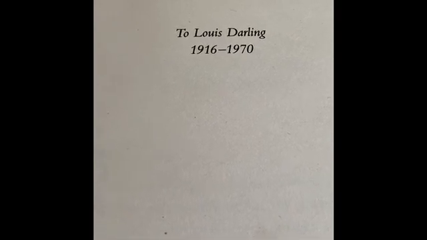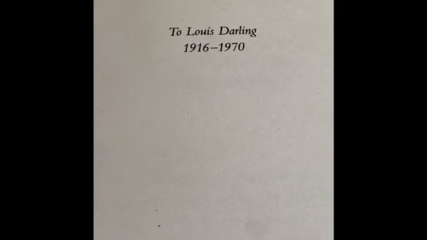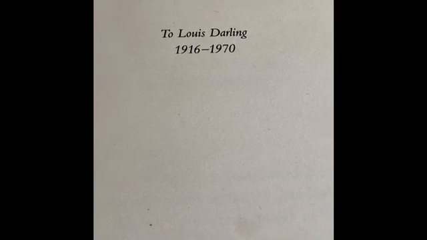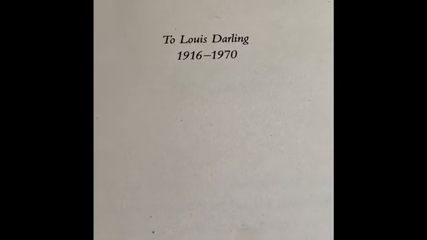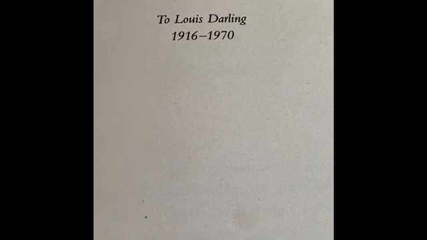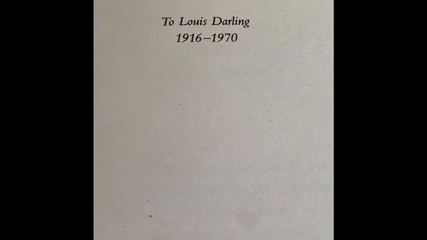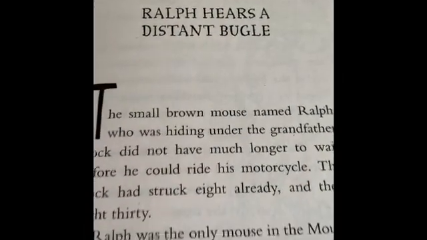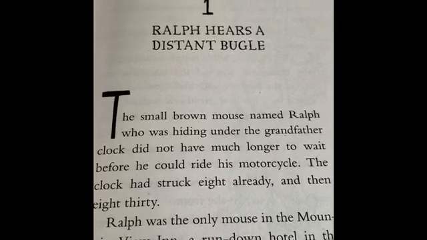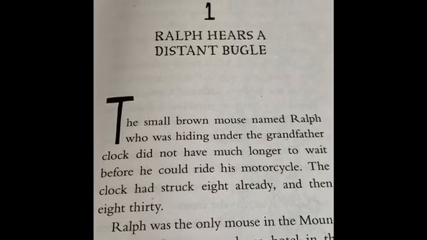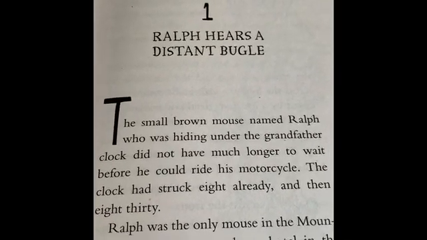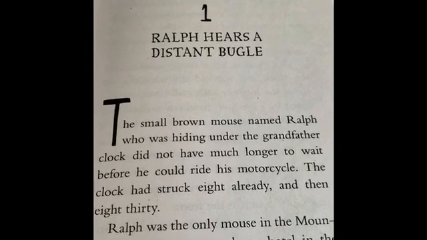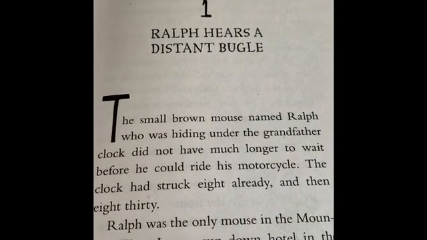And although I don't know who that is, it must have been someone special to Beverly Cleary, as she has dedicated this book, which was copyrighted in 1970, to this person. Now, turn the page and let's look at the first chapter. Here we go. We see the title, like we saw in the table of contents, Ralph Hears a Distant Bugle.